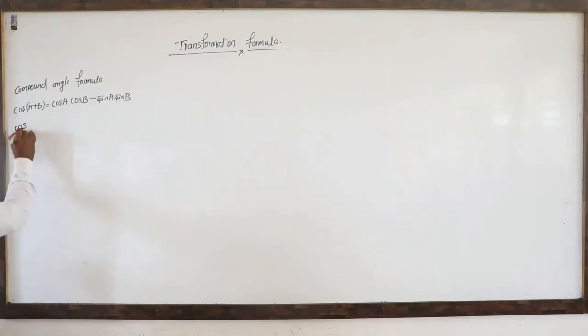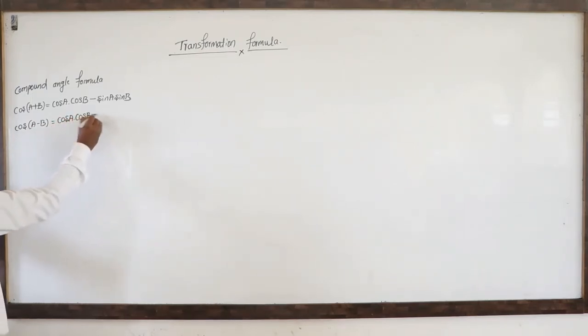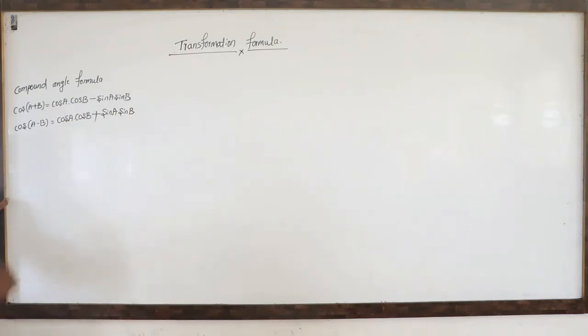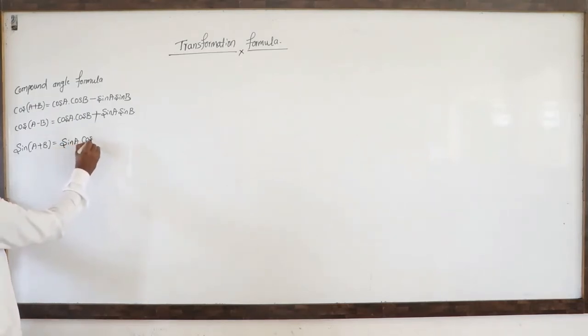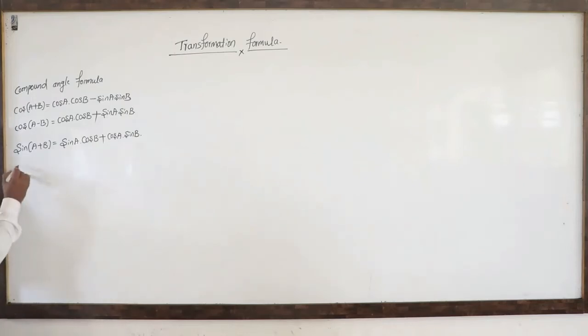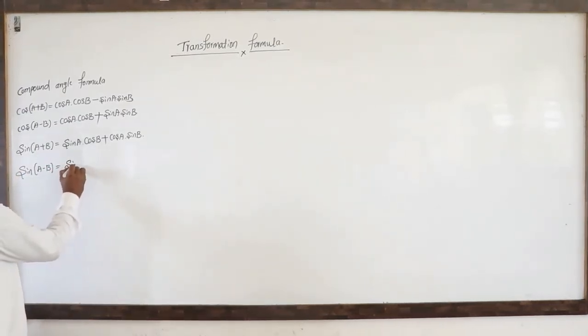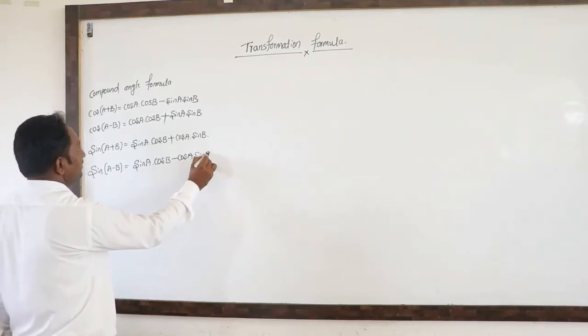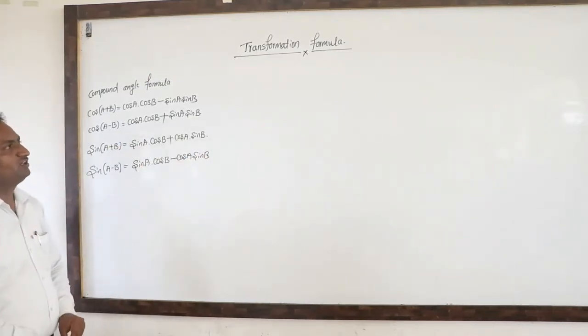Similarly, cos of A minus B is equal to cos A cos B plus sin A sin B. Here sin of A plus B is equal to sin A cos B plus cos A sin B. And sin of A minus B is equal to sin A cos B minus cos A sin B. Using these four formulas, we get the transformation formulas.